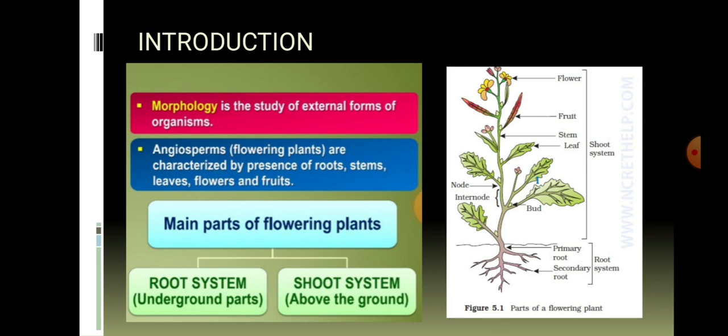to identify the plant. Plants are morphologically classified into two major organ systems. First is root system and second is shoot system. Shoot system is composed of stems, leaves, flowers, fruit, etc. Root system is the underground part of the plant, composed of primary roots, secondary roots, root tips, root hairs, etc. Now we are going to talk about root.